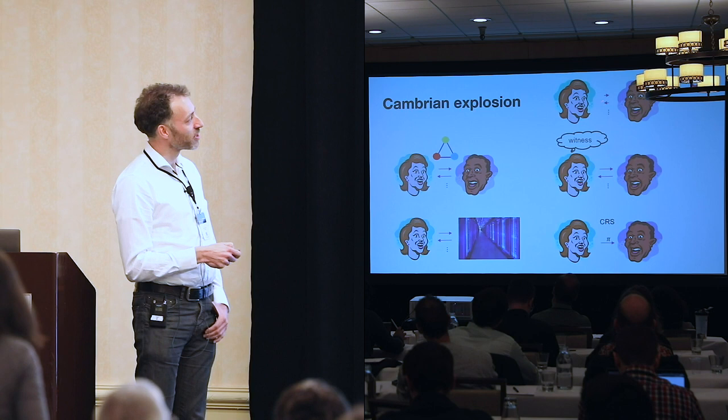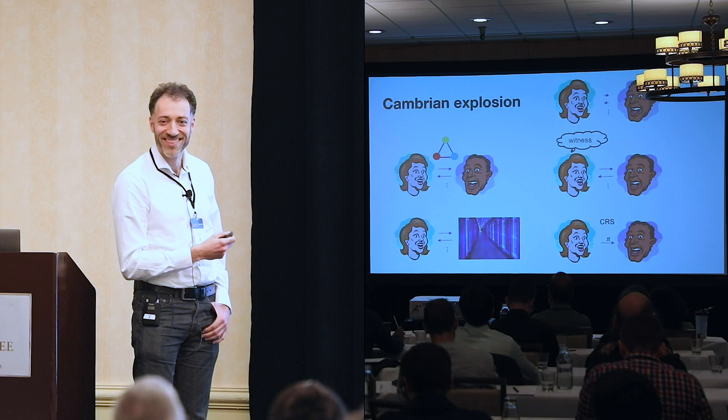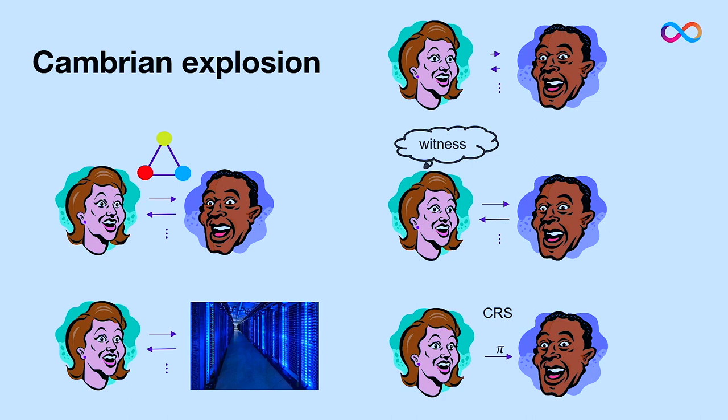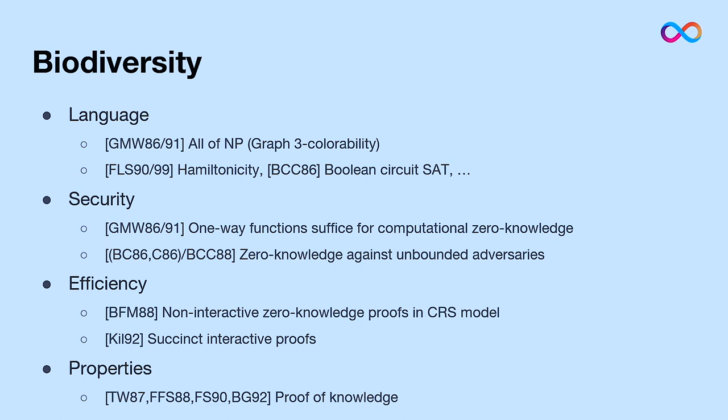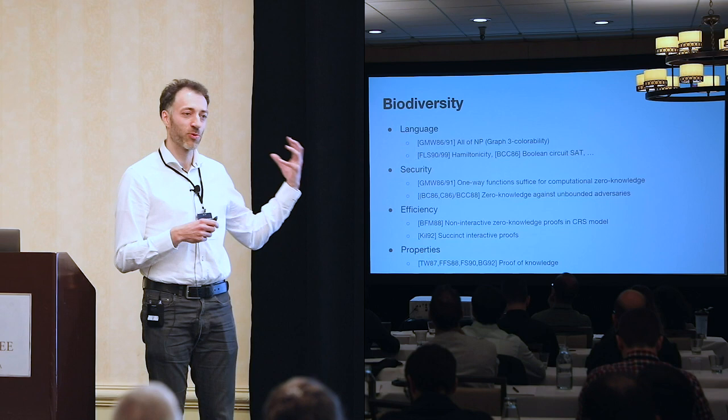This one, Kilian's paper on succinct proofs. Notice the arrows are much shorter than the other ones. Here we have proofs of knowledge, where not only is the statement true, but the prover actually knows the witness that the statement is true. And this is non-interactive zero knowledge in the common reference string model. So we have this biodiversity of all sorts of nice things about zero knowledge, although this was theoretical work. So of course there's the question: what can you get that's actually practical and useful?